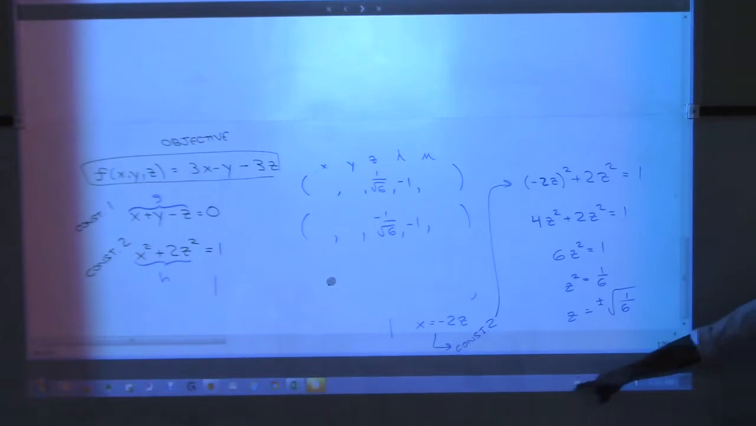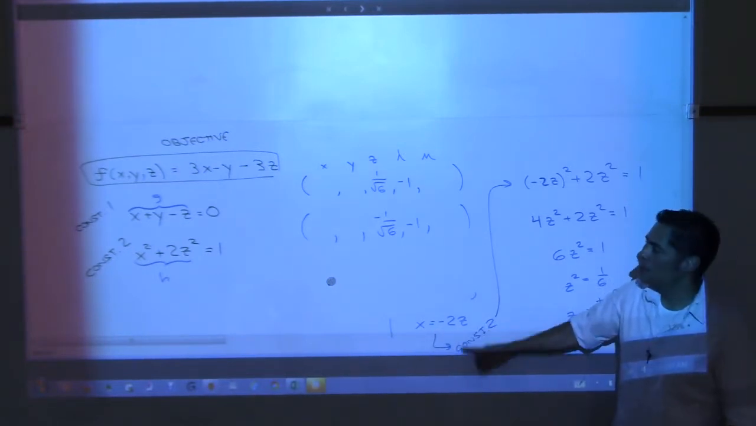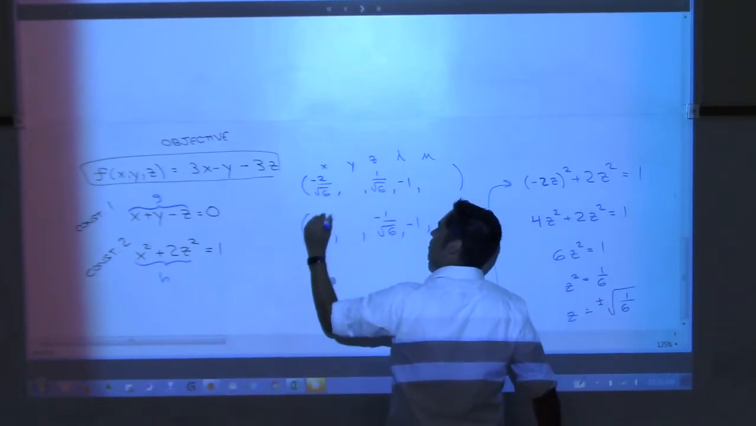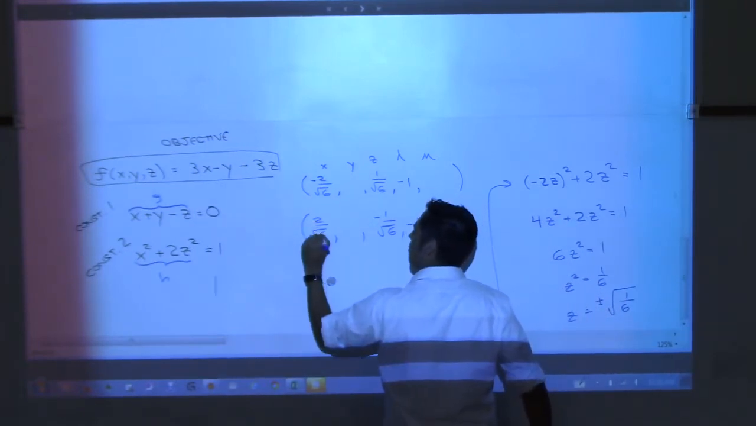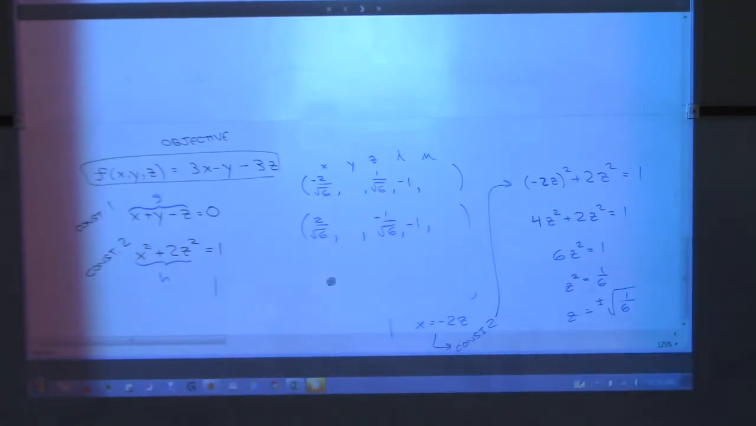Now, what about x? It is -2 times the z, right? So this is going to be -2 over root 6. This one will be +2 over root 6. Understand? Multiplying both of those by -2.